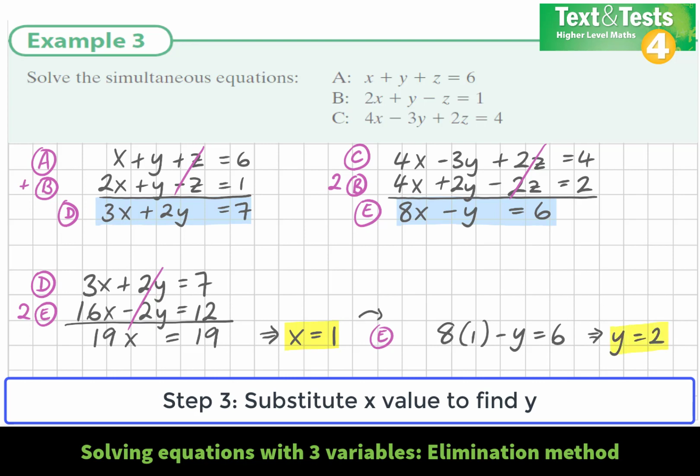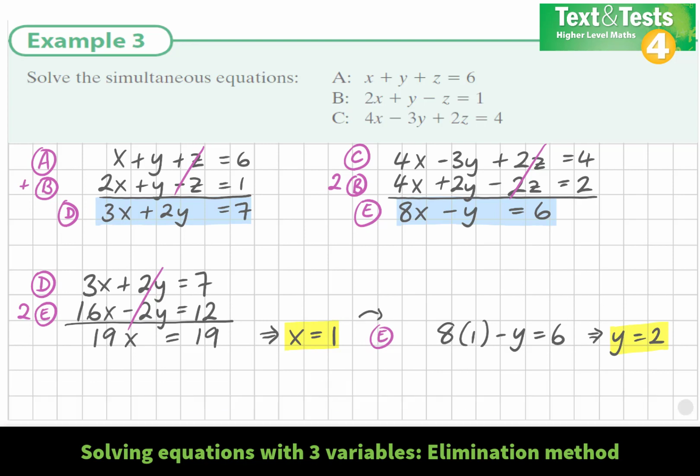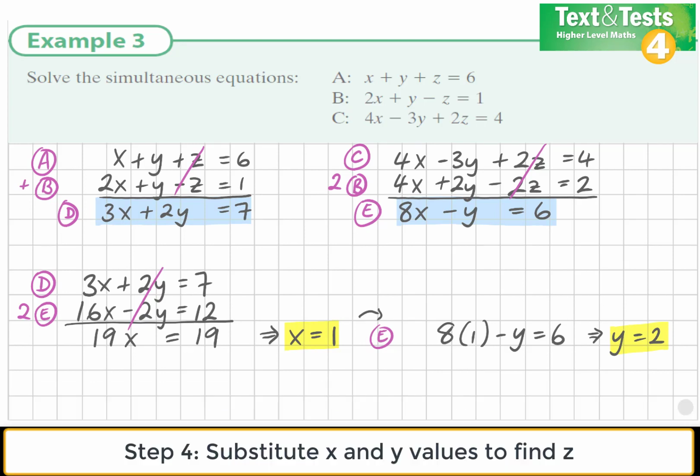Now we're on to the final step. Now we know what x is, we know what y is, so to find out what z is, we substitute these two values into any of the original equations. Equation A looks like the simpler of these. So in equation A, I'm going to put 1 instead of x and 2 instead of y. So I get 1 plus 2 plus z is equal to 6. 1 and 2 is 3. So 3 plus something equals 6, so obviously z is equal to 3.